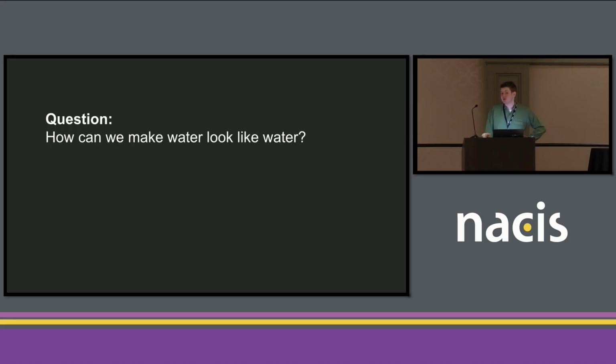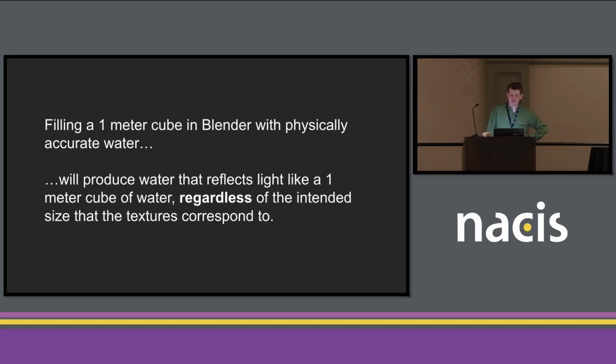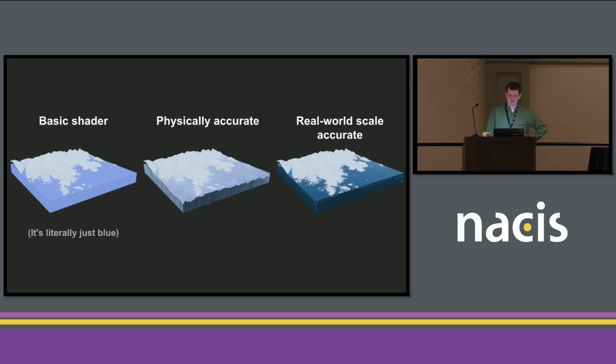But how can we make it look like water? We have to remember Blender scale is not real world scale. Water looks different at different scales. At a map scale, it will be almost completely opaque. That's why in a satellite image, if you look at the ocean, it basically looks black, but in a pool, you can see the bottom.